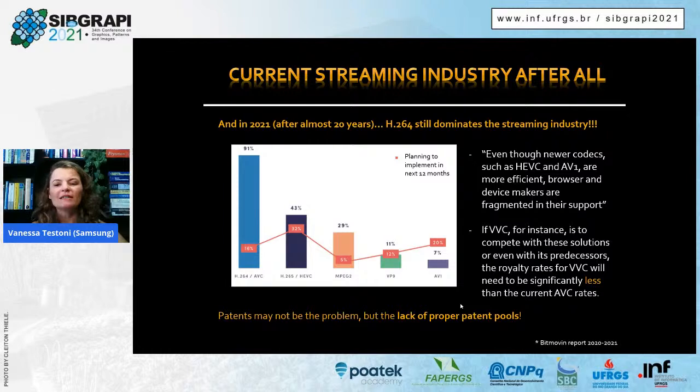But what is expected is that with 5G, we will finally have all of those immersive scenarios, devices, and everything else, and H.264 is not able to support it. So the industry expects that this scenario will change soon with the arrival of immersive content.